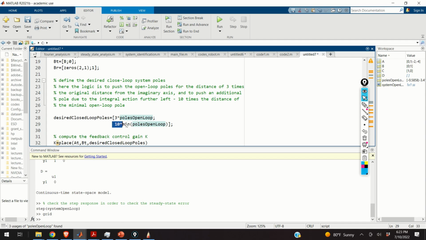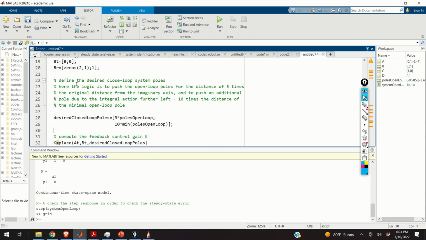And here, since I have an integrator, I need an additional pole, and I'm shifting this pole to be 10 times further from the imaginary axis compared to the pole of the open loop system that is furthest away from the imaginary axis.